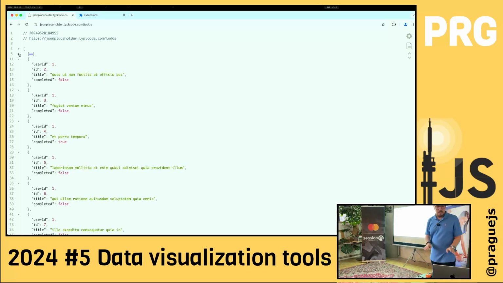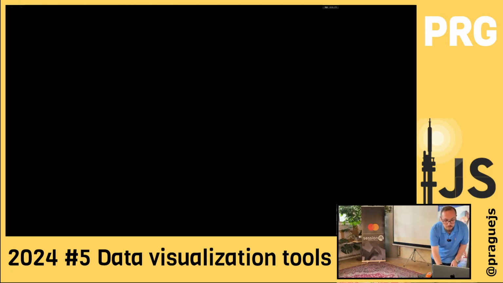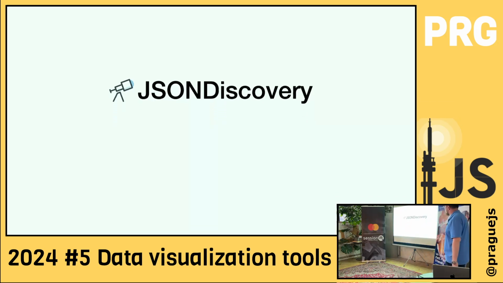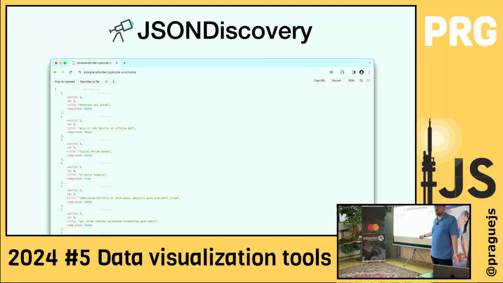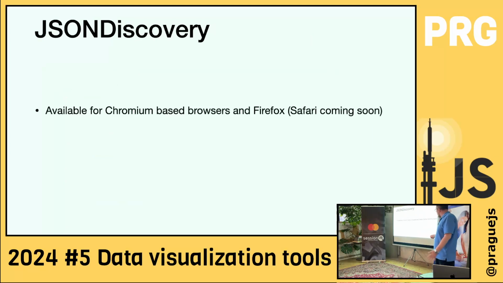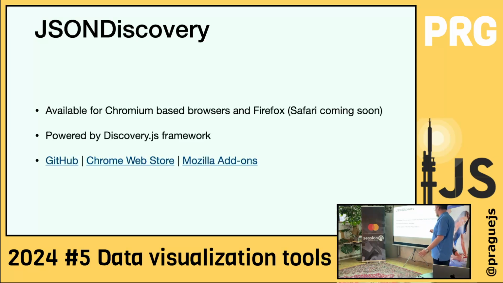It's nicer. But what if I say that there is a way to make it even more beautiful? Using JsonDiscovery, of course, the topic I'm going to be talking about today. What is JsonDiscovery? It's basically a JSON viewer. It is available for Chromium-based browsers and for Firefox, and we will ship it for Safari soon, I hope so. It's powered by the Discovery.js framework, and it's available on GitHub, Chrome Web Store, and Mozilla add-ons.